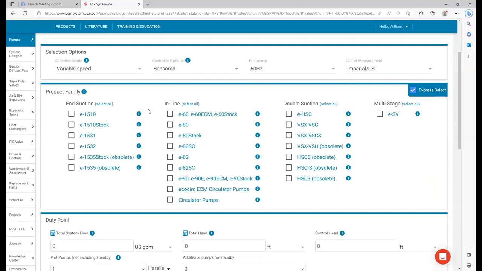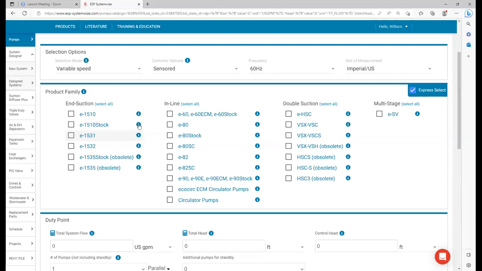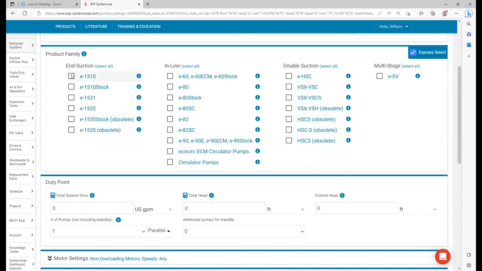What we try to do is learn from a lot of the other software and just try to define features that we would want. And Bell & Gossett has done a good job, kind of been forward with it. In this case, we can look at the different product families. So if you want an end suction pump, you'd say, okay, well, this is an E1510, a frame mounted end suction unit. So maybe you could look at the different pumps, different regions. From there, you can make your selections.